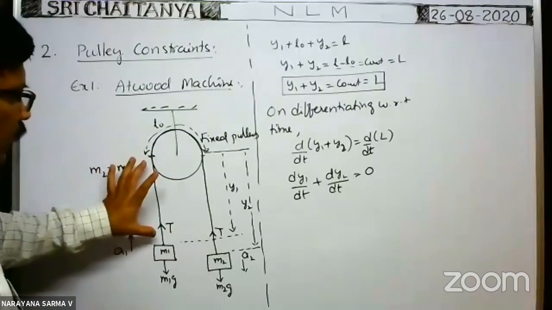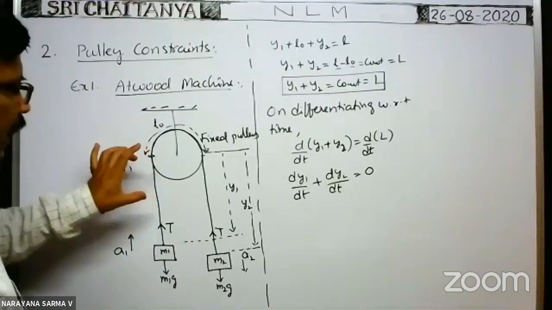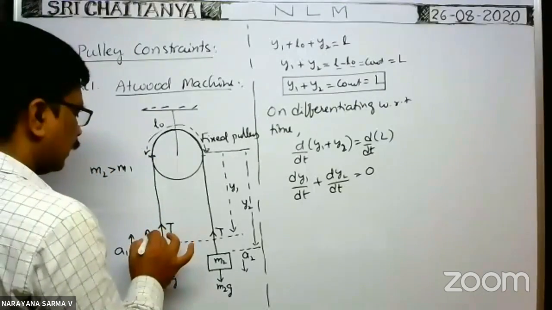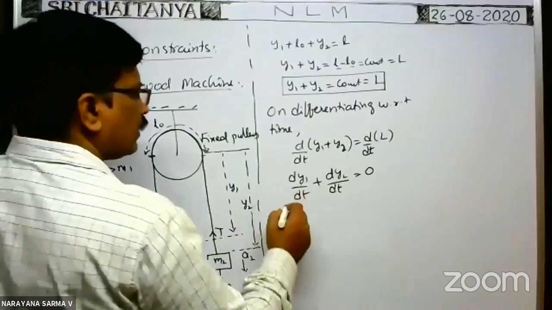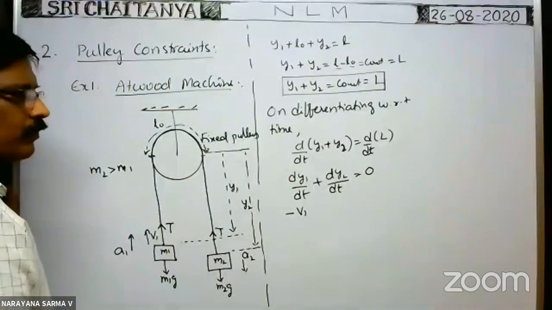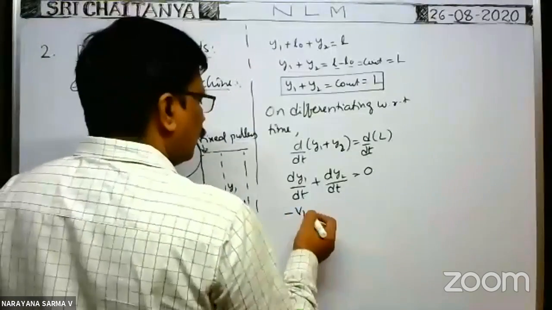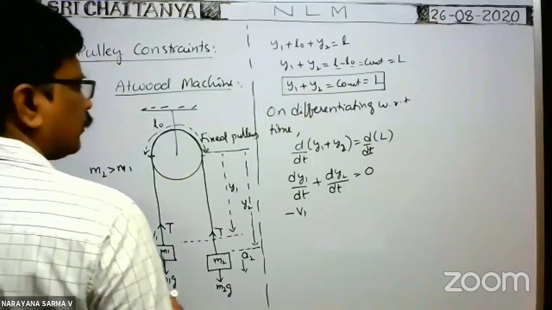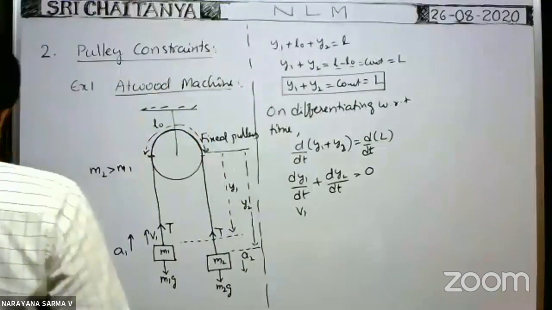And at what rate the length of the string decreases here, at that rate the block moves upwards. That's why suppose the velocity of this block is say v1 at a certain instant, then this is minus v1 we have to write, because dy1 decreases. Or in other words, you keep it like this only, no problem.